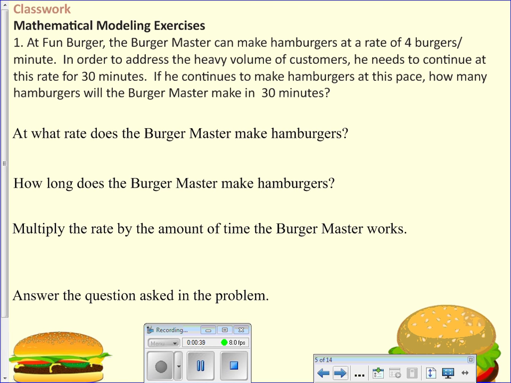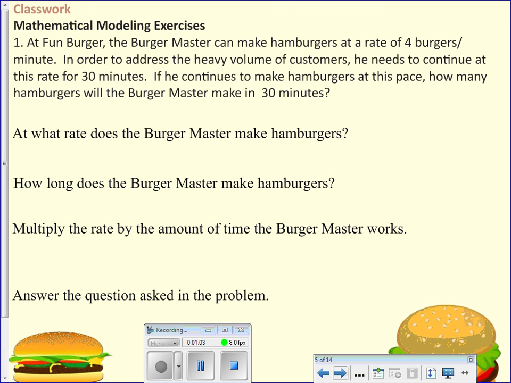Okay? So, at Fun Burger, the Burger Master can make hamburgers at a rate of 4 burgers a minute. In order to address the heavy volume of customers, he needs to continue at this rate for 30 minutes. If he continues to make hamburgers at this pace, how many hamburgers will the Burger Master make in 30 minutes?